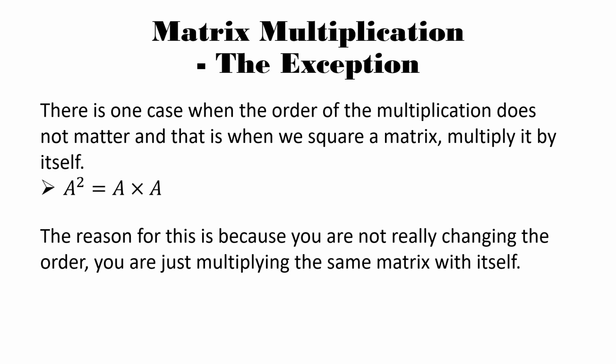So bear that in mind when we're working with multiplication by itself. The reason for this is because we're not really changing the order. We are, but we're not. It's like 3 by 3 and 3 by 3. We don't even know the order has flipped there. So just bear that in mind when we're working with squaring.